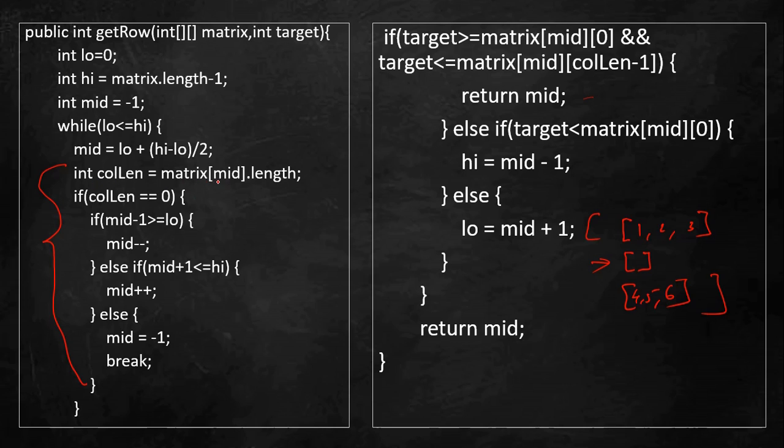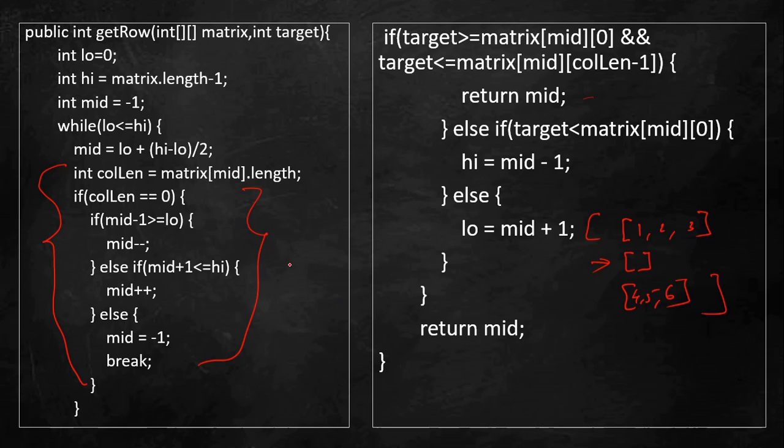When I get a mid, I find the length of the column. If the length of the column is equal to 0, that is the case taken care of here. So I can go to the previous row. I need to check whether my previous row is greater than or equal to low. That's what I'm checking here. If it is greater than or equal to low, that means it's safe to go to the previous row, then do mid minus minus. Else if mid plus 1 is less than or equal to high, then it's safe to go to the next row, so I'm doing mid plus plus. Else I can directly assign mid equal to minus 1 and break out of the while loop. That means I didn't find any row where the target number is in the range. So I can return mid minus 1.